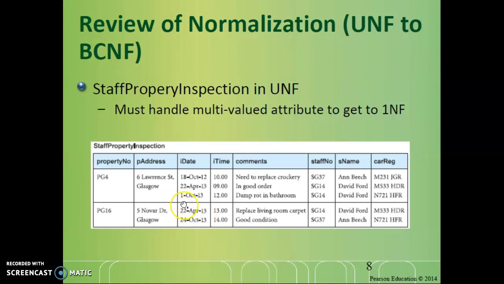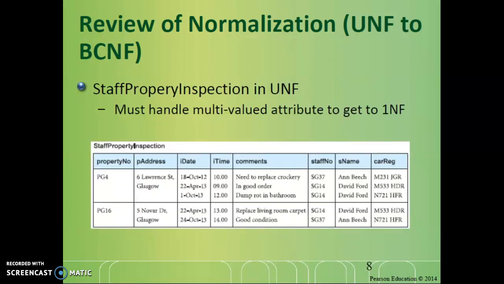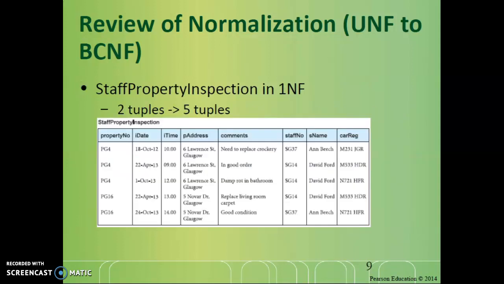How to eliminate these repeating groups? Entering the appropriate property details in each row. So the resulting first normal form staff property inspection relation is shown here. So now we have converted this unnormalized form into first normal form. That is the first step.